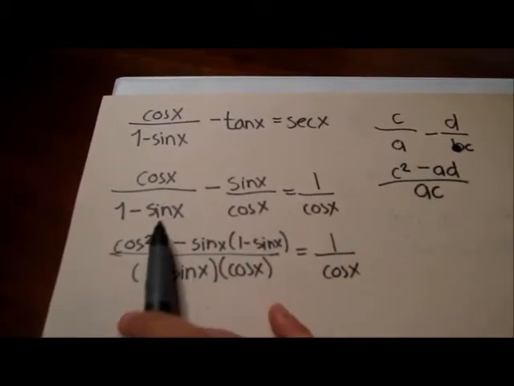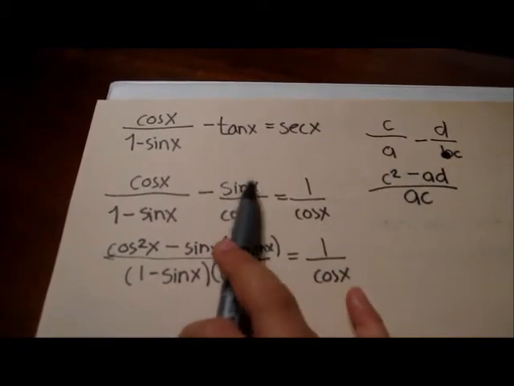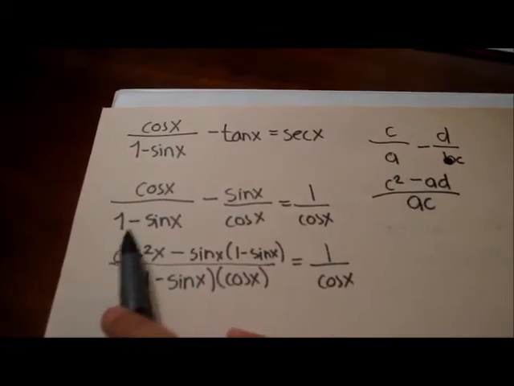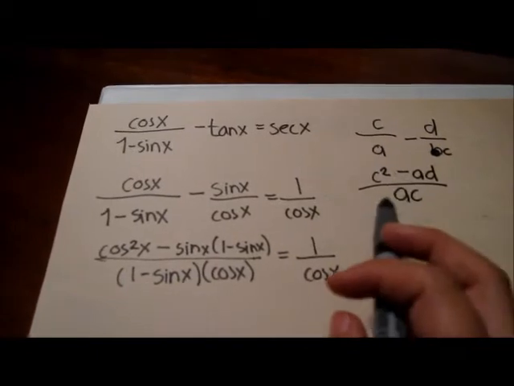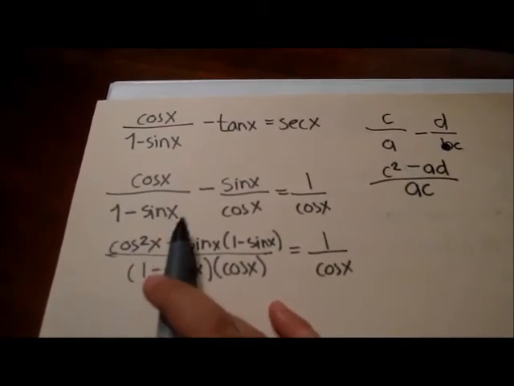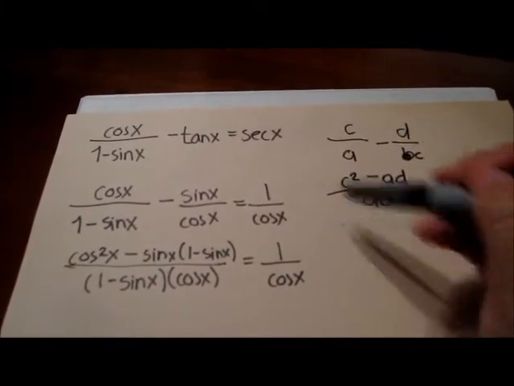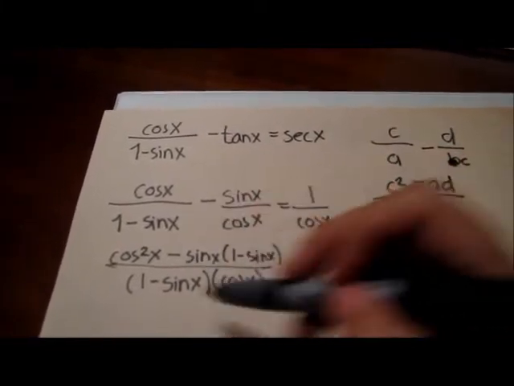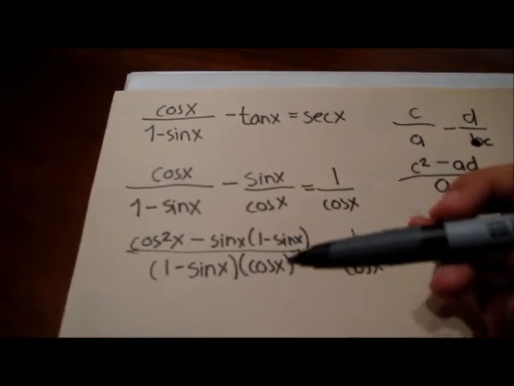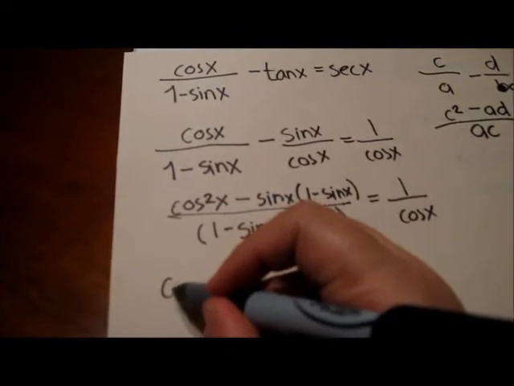If you check, you have cosine elevated to the second minus AB, that is sine of x times 1 minus sine of x, all divided by AC, that is 1 minus sine of x times cosine of x. If this worked for you, do it with letters first and then change it to sine and cosine. Now, I need to write it again.